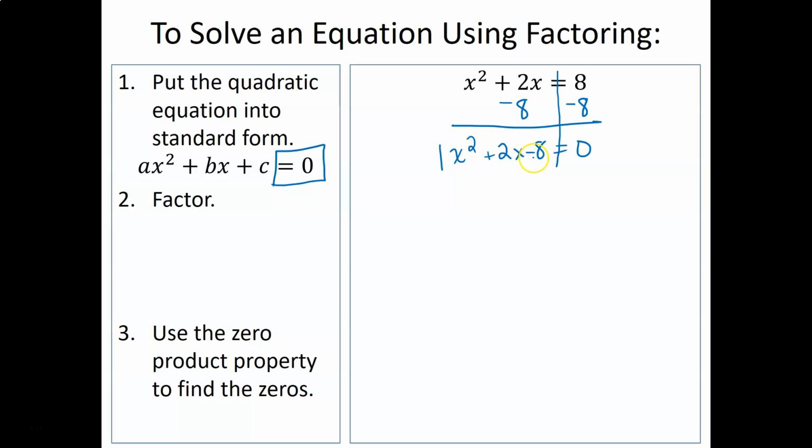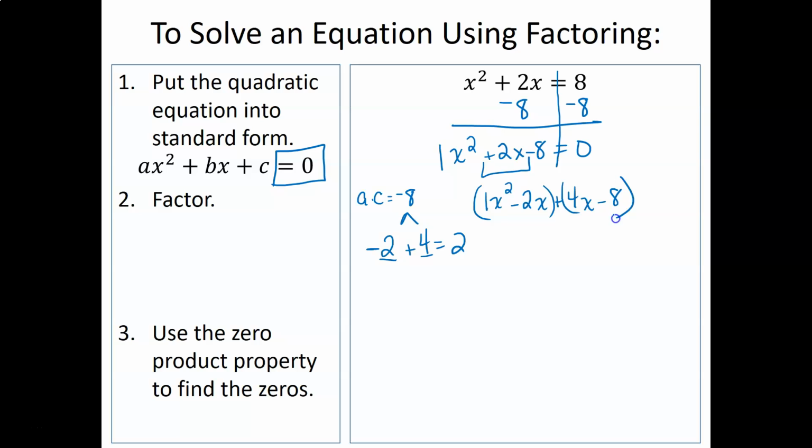A is 1, B is 2, C is negative 8. I'm looking for something that multiplies to be A times C and adds to be B. In this case, 1 times negative 8, no. 2 times 4, that might work. 2 times 4 makes 8. I need one of these to be a negative, and I need them to add to be positive 2, so that must mean that my 2 has to be negative. I'm going to rewrite my B term now. The A term stays the same. I replace B with negative 2x plus 4x and bring down the minus 8. I'm ready to factor now.